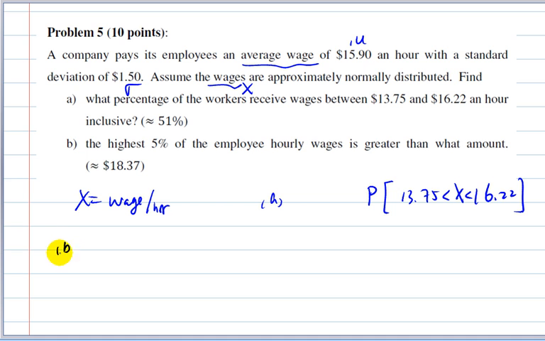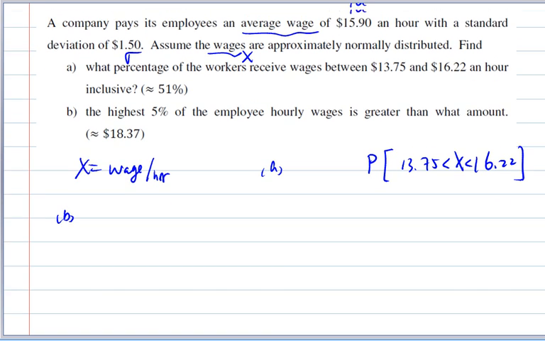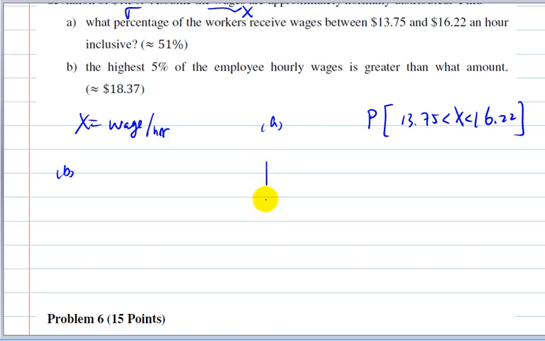Let's take a look at the second one, the wording here. The highest 5% of employee hourly wages is greater than what amount. Again, this is an inverse problem. What you're looking for is the probability of x greater than a certain value equal to 0.05. That's the question here.